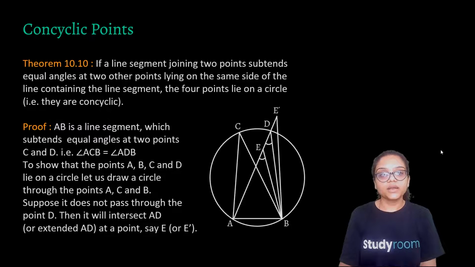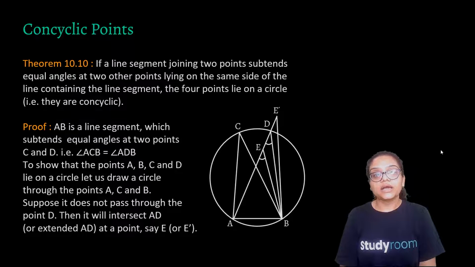Now, what are concyclic points? If a line segment joining two points subtends equal angles at two other points lying on the same side of the line containing the line segment, then the four points lie on a circle, that is, they are concyclic. Prove that AB is a line segment which subtends equal angles at two points C and D, because angles subtended by the same segment are equal.